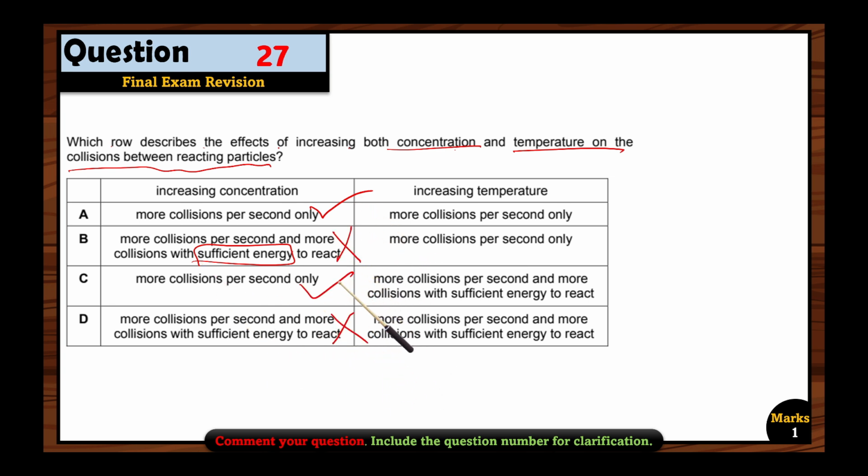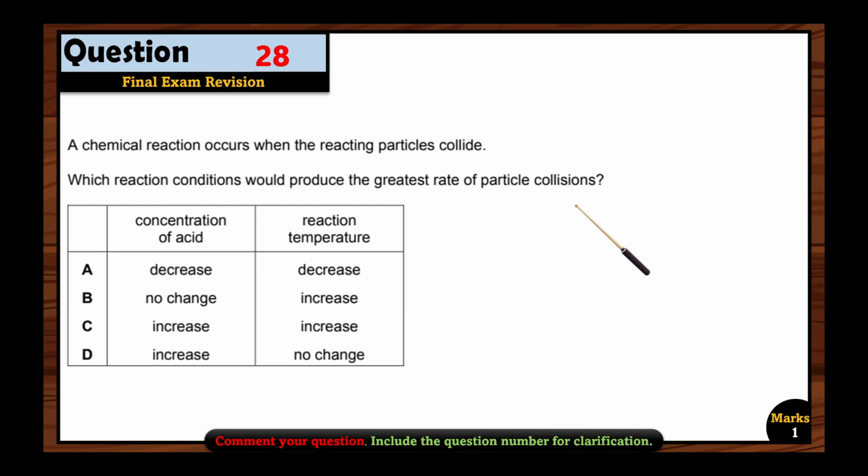So now we are only left with A and C. Let's see. In A, more collisions per second only? No, that's not only right, because more collisions per second and also with sufficient energy to react, right? So option C is the right option because it's a complete statement. This statement is not complete. So option C is the right option.